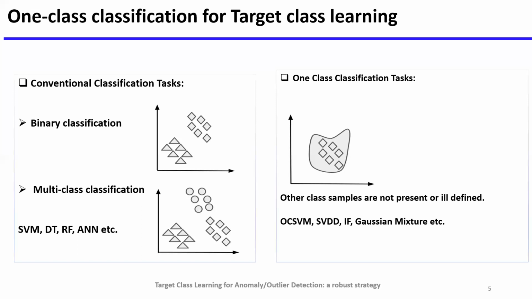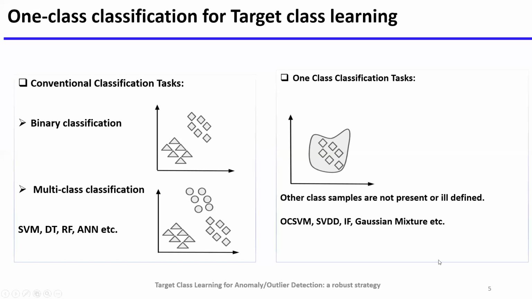But assume the scenario, what will happen? Suppose we don't have two well-defined classes. We are equipped with only single class samples, that means only target class samples are available. And based on the learning methodology, we should identify whether the incoming testing sample is anomalous or not. So if we are equipped with one class samples, then definitely the classification strategy must fall under one class classification.